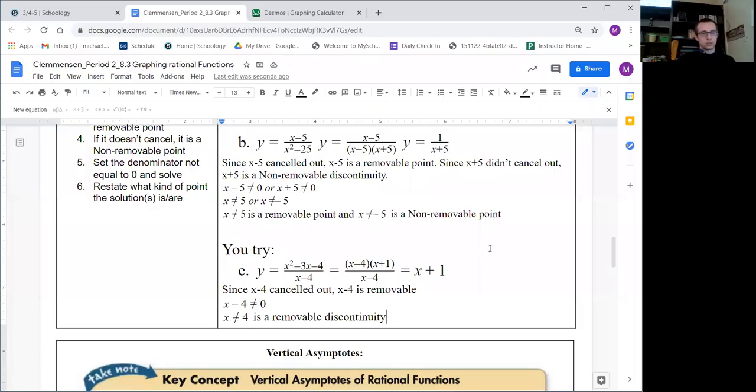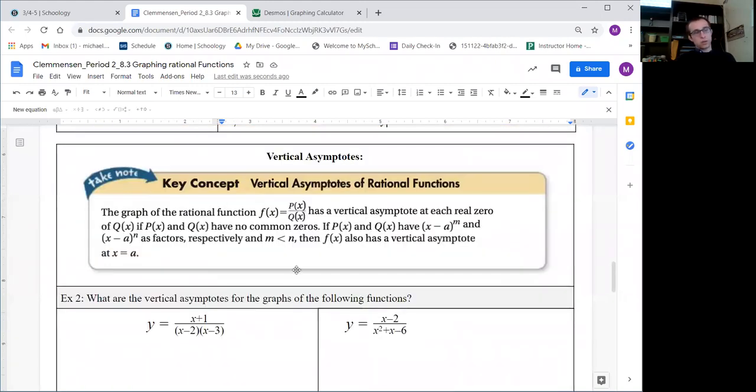Which is the vertical asymptote. Again, we've already gone over how to find the vertical asymptote above when we talked about non-removable points, because non-removable points and asymptotes are the same thing. Asymptotes just talk about what happens on the graph. Non-removable points talk about what happens inside the function.